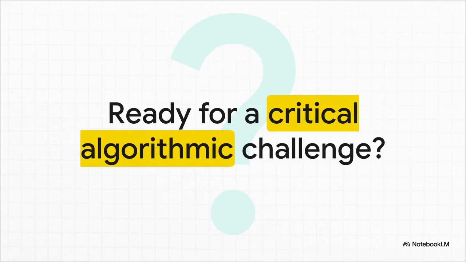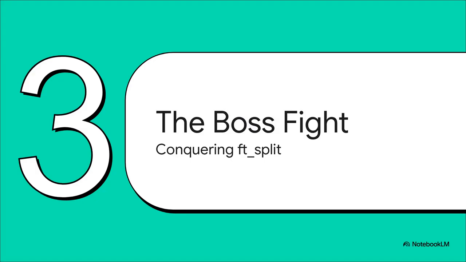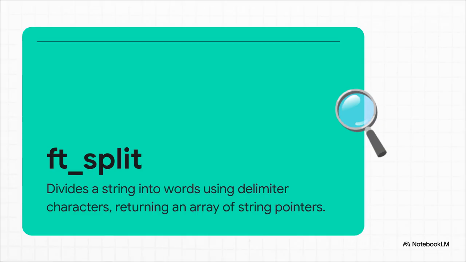All right, you have your toolbox, and you have your automated blueprint. Now, are you ready to face one of the most critical, notoriously difficult algorithmic challenges in the entire C Piscine? Take a quick sip of water, and let's get focused. Welcome to Section 3, the boss fight: conquering ft_split. I know this function has quite the reputation among students, but we are going to break it down logically, step by step, until it makes perfect sense.